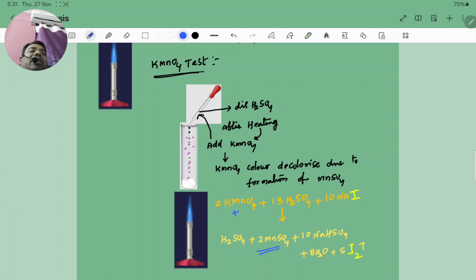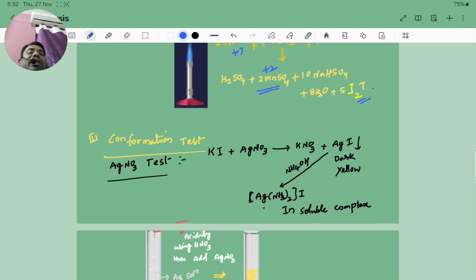Now look, in KMnO4 the manganese oxidation number is +7. Here the manganese oxidation number is +2. Manganese is undergoing reduction. And look, this I minus is converting into I2. I minus is undergoing oxidation and manganese +7 is undergoing reduction. Now this is the reaction. Just recall the reaction. Reactions are very, very important.